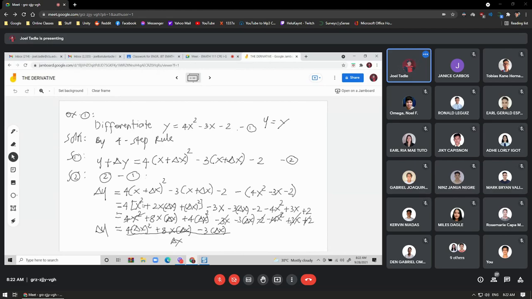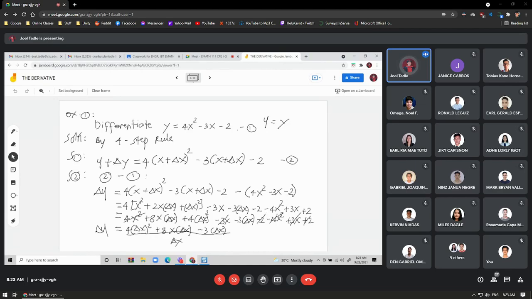So first, we square the first term. So we have x squared, then plus twice their product. So 2 times x times delta x, then plus the square of the second term. So we have here delta x squared. Then we distribute 3 to the parentheses, or negative 3. So we have negative 3x, then negative 3 delta x. Then minus 2, copy. Then distribute the negative sign to the parentheses.